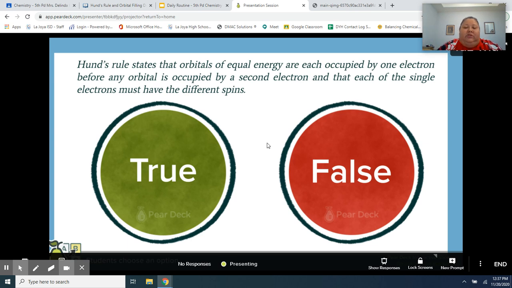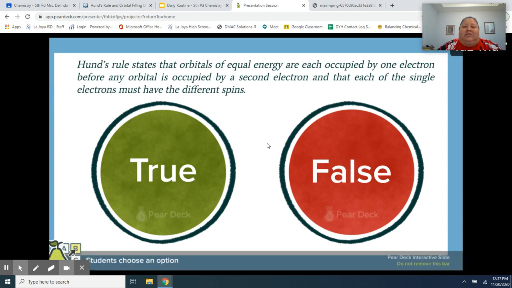True or false? Hund's rule states that orbitals of equal energy are each occupied by 1 electron before any orbital is occupied by a second electron, and that each of the single electrons must have different spins. True or false? America says true. Read it carefully. It's a very long statement.